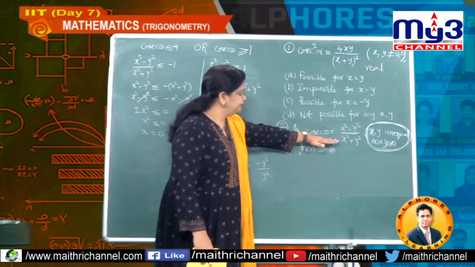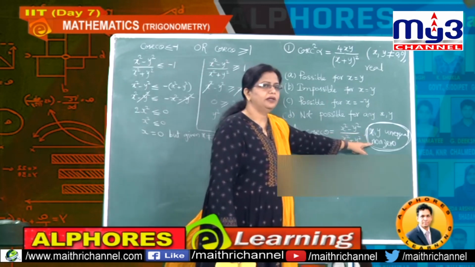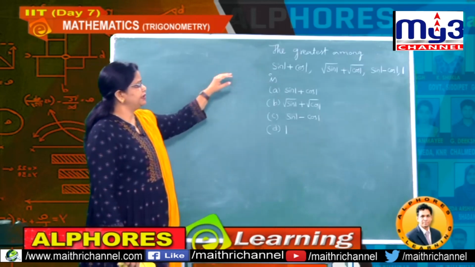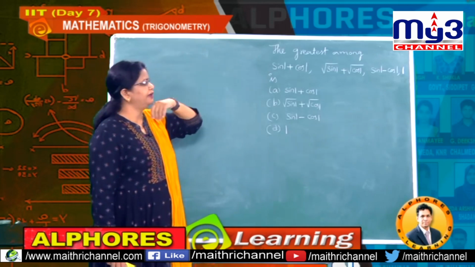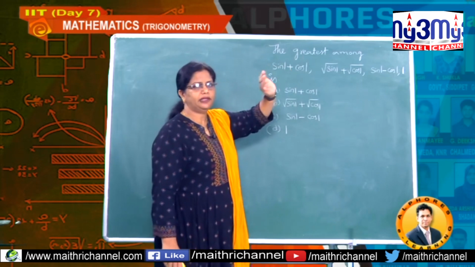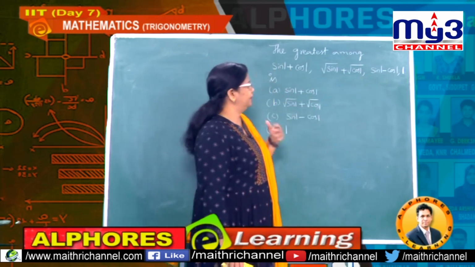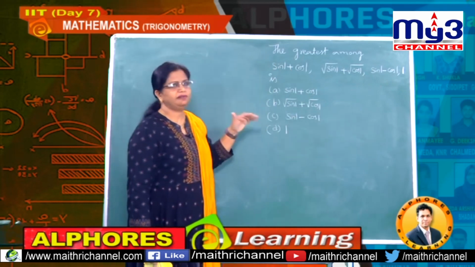Not only the equation, your concentration should be on the other part of the given equation. So, students, observe this problem: the greatest among all these values, sine 1 plus cos 1, root sine 1 plus root cos 1, sine 1 minus cos 1, and 1. Among these 4 quantities, which one is the largest value?